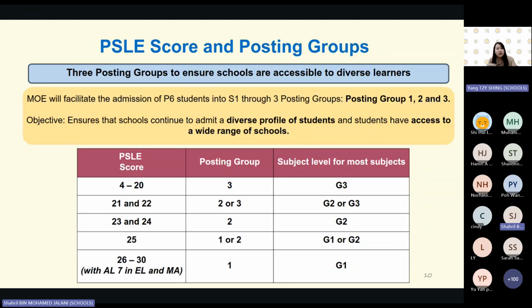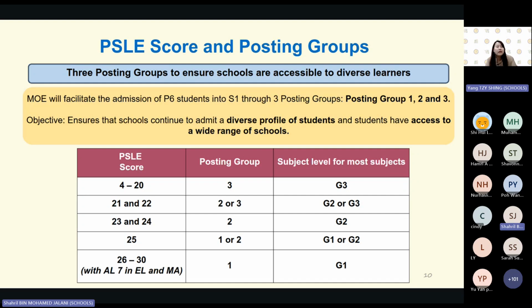Now, P6 students, when they enter Secondary 1, will go through the 3 posting groups, which are posting group 1, 2, or 3. Posting groups will be assigned based on the PSLE scores, as seen in the table. A PSLE score of 4 to 20 is mapped to posting group 3 with subject level of G3 for most subjects. A PSLE score of 21 to 22 is mapped to posting group 2 or 3 with subject level of G2 and G3 for most subjects. A PSLE score of 23 to 24 is mapped to posting group 2 with subject level of G2 for most subjects. A PSLE score of 25 is mapped to posting group 1 and 2 with subject level of G1 and G2 for most subjects.